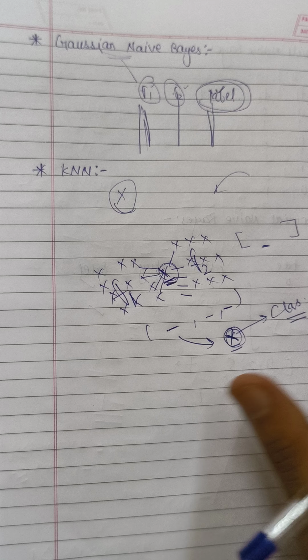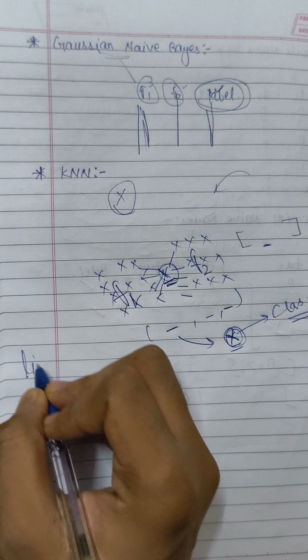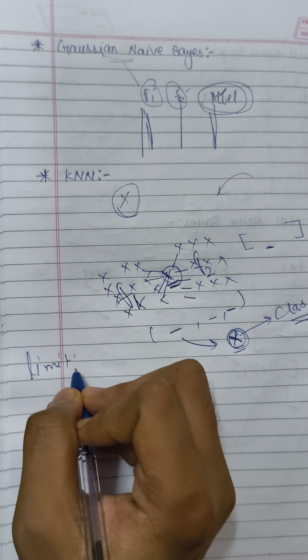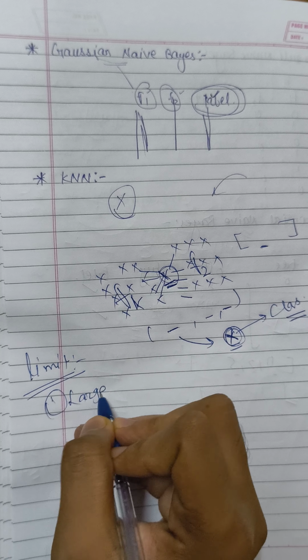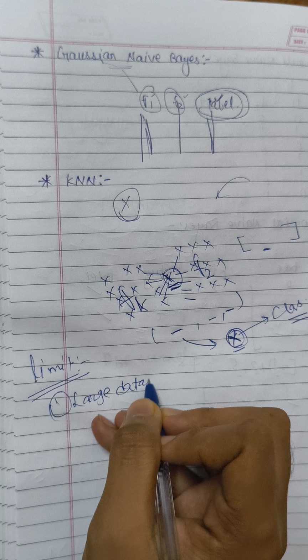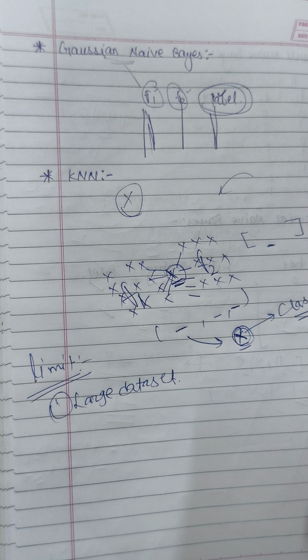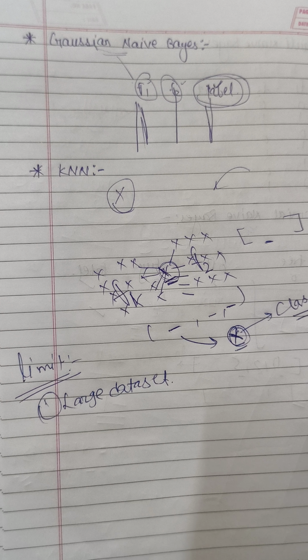But let me tell you some of the limitations also. What are the limitations? The first one is the large data set. When we have a large data set, we should not use KNN for classification. And let me tell you the reason.